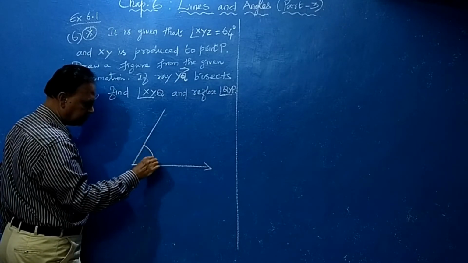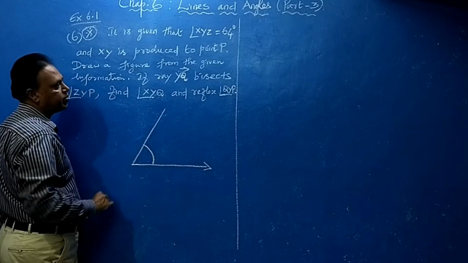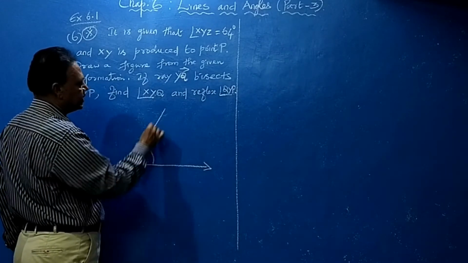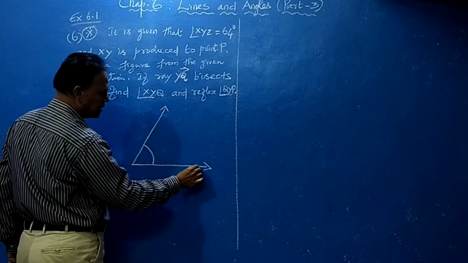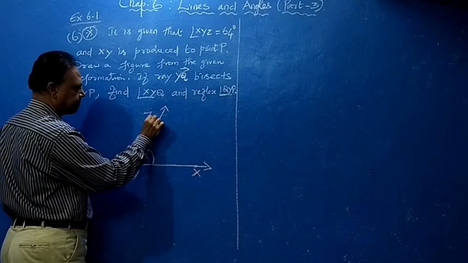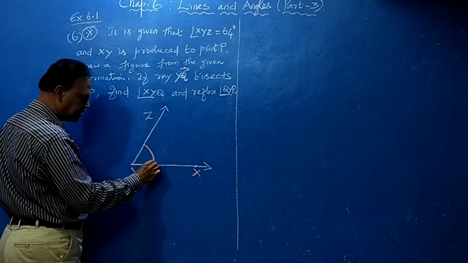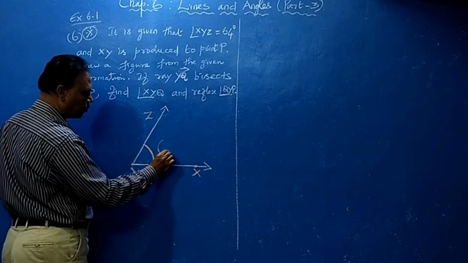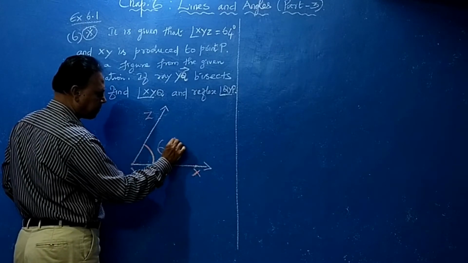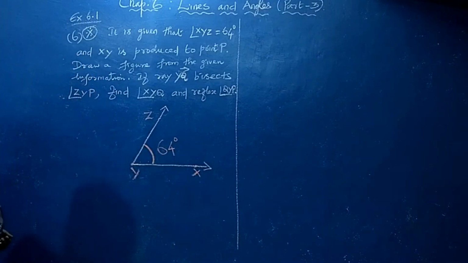This angle, I am taking 64 degrees. That is here x, 64 degrees. This angle is somewhat 64. 64 degrees is given. Okay.